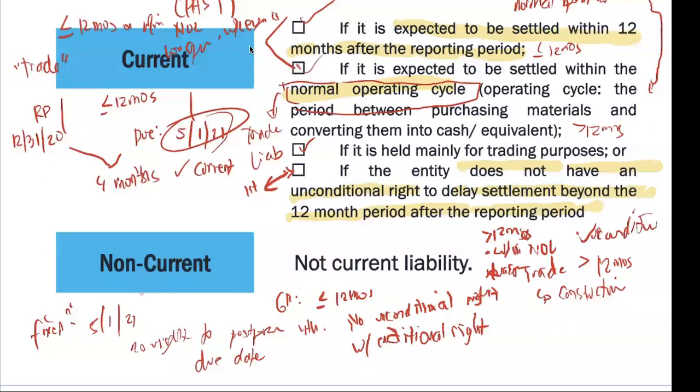So we just got the reverse of the four items. So if it's more than 12 months, if it's not within normal operating cycle, if it is not for trading, if you have an unconditional right, how do we treat it? We treat it as non-current liability. Okay? We treat it as current if the four items are present. Any of the four items, we treat it as non-current if it is not considered a current liability. So if any of the four items is not present.